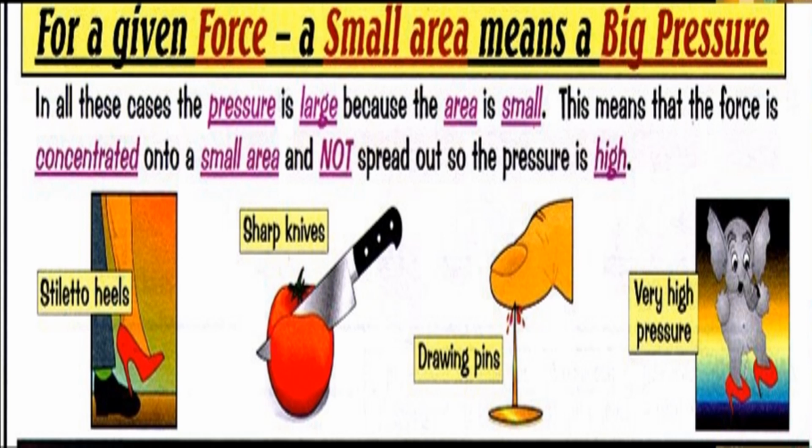Okay, it has a small area. The children, that sharp knife having small area. So while cutting that apple, while cutting anything, it will cut very easily just because of high pressure. And then see the third example, drawing pins.